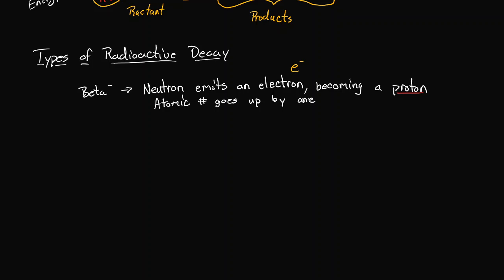So what does this look like? Well, let's take a look at carbon. We're specifically going to look at carbon 14, which has an atomic number of 6, and is going to decay through beta minus. So this is our beta minus, which has a mass of 0, into nitrogen 14.